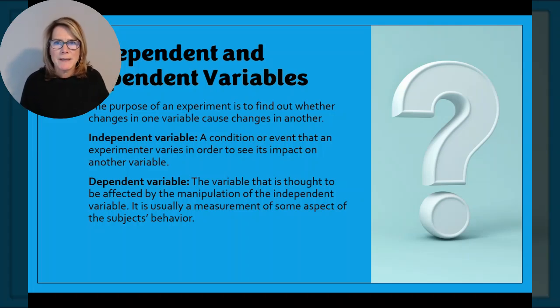Okay, so independent and dependent variables. If you're like me, it can be tough to identify which one is the independent variable and which one is the dependent variable when you're first studying research methods in psychology. The dependent variable is the outcome. Whatever outcome you're measuring is your dependent variable.